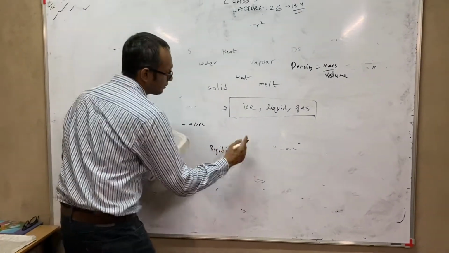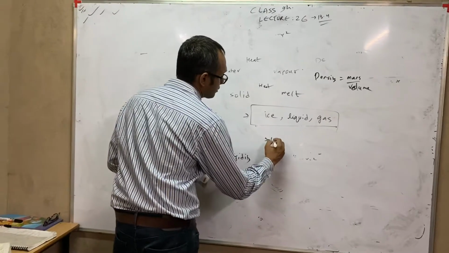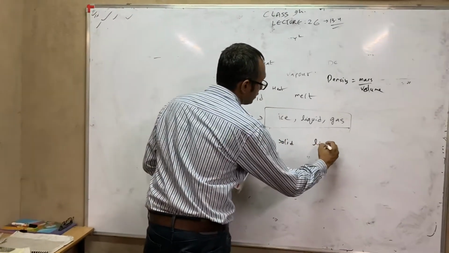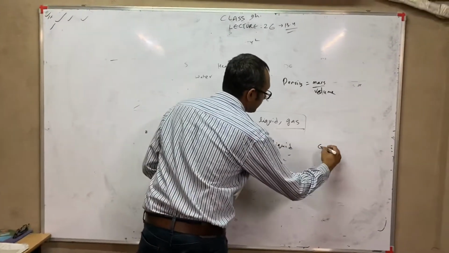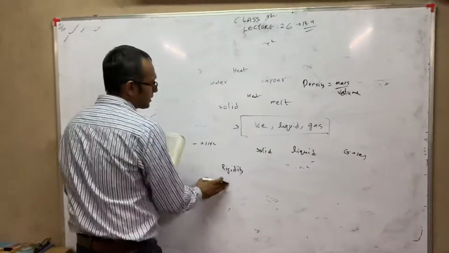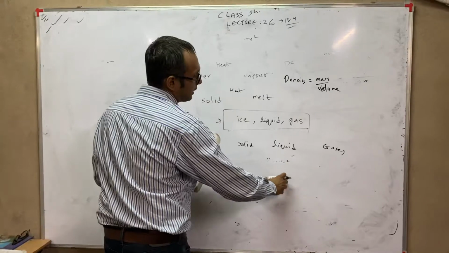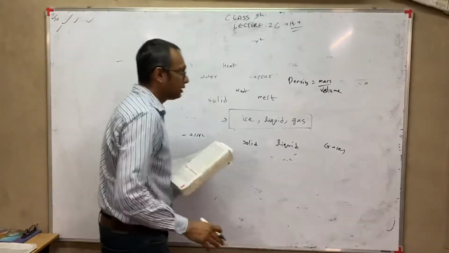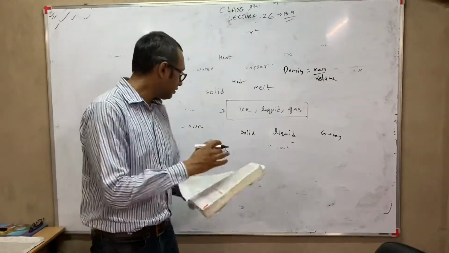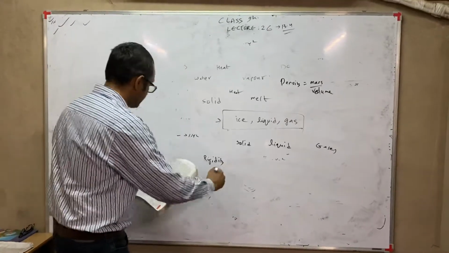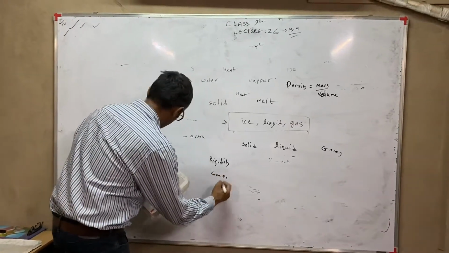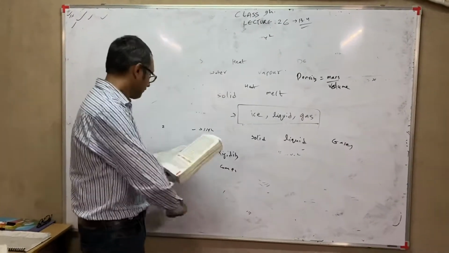Okay, so here you write rigidity, here you write solids, liquids and gases. So for rigidity you will write: solids are most rigid, liquids are not rigid, and gases are not rigid at all, or least rigid. Okay, so that's how you make the table here: rigidity, compressibility, fluidity, filling a container, shape.